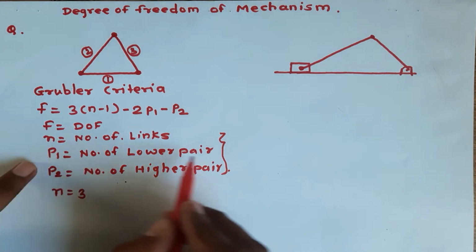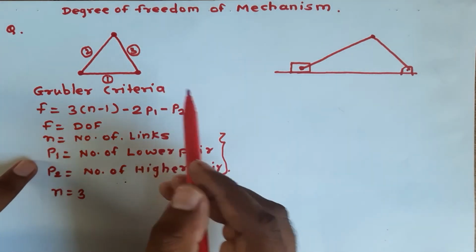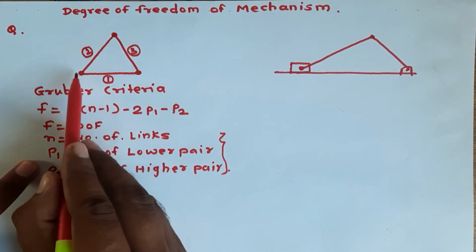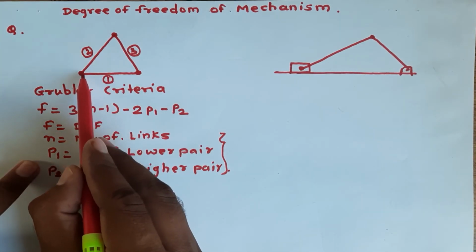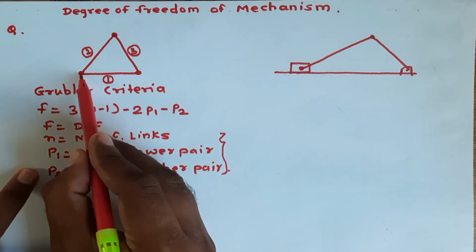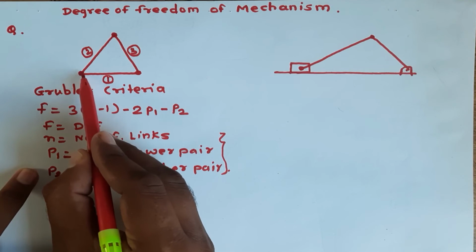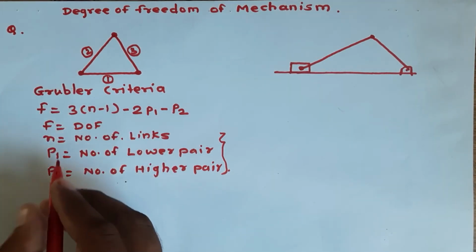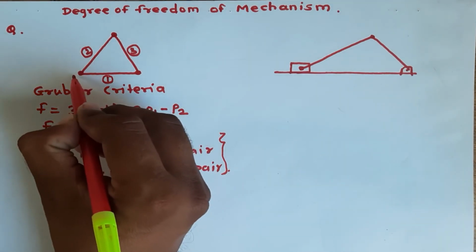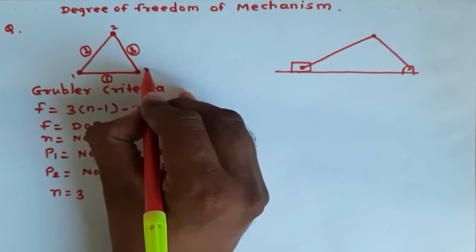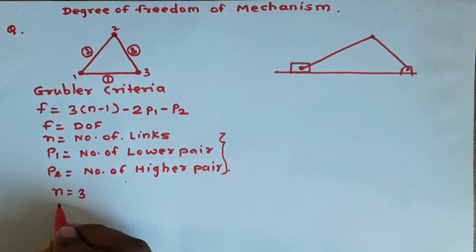Now P1, the number of lower pairs. A lower pair is formed when two links are connected in such a way that there is surface contact between the two links. Here there will be a pin, and due to that pin a lower pair is formed by surface contact. So this will be lower pair number 1, this number 2, this number 3. So there are 3 lower pairs.